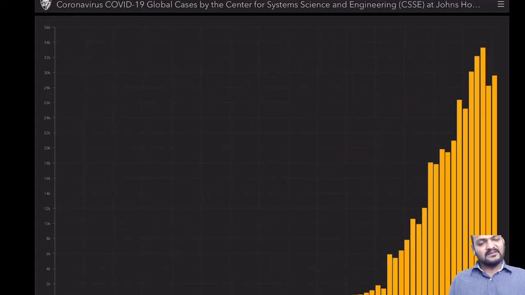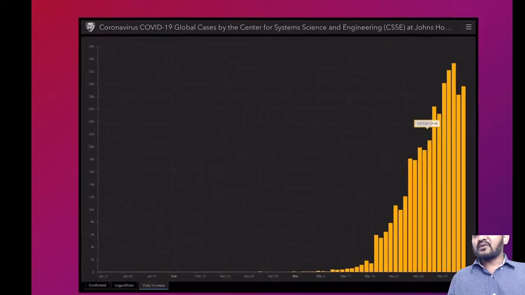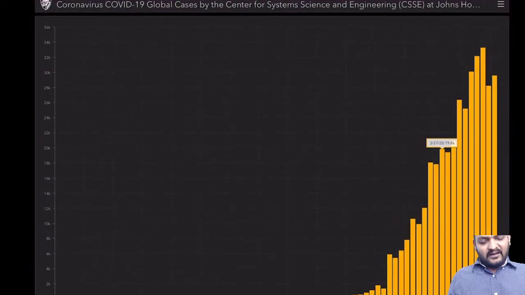And by the way, here's the daily increase. It seems like it's kind of going up and down. It seems like we may have reached a peak. I hope so. But by looking at this, you can see that it's kind of growing like this. Anyway, I'll stop it right here.